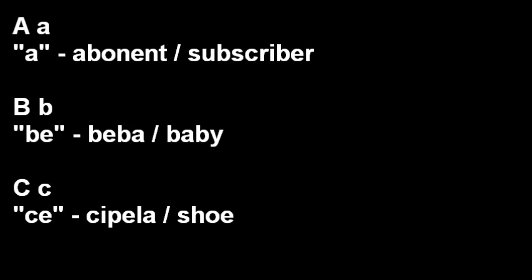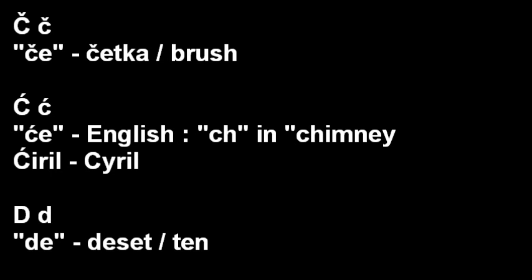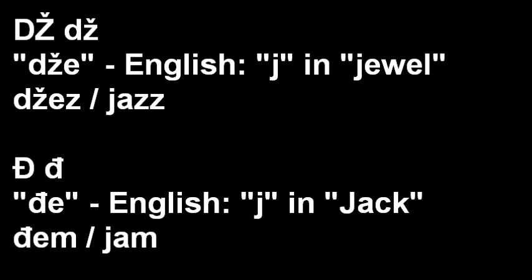A, abonent, subscriber. B, beba, a baby. C, cipela, a shoe. Č or che, četka, a brush. Ch, che. In English we have chimney. Or Ćiril, which is Cyril in Croatian. D, deset, 10. Dž, like J in jewel. Or džez, jazz.